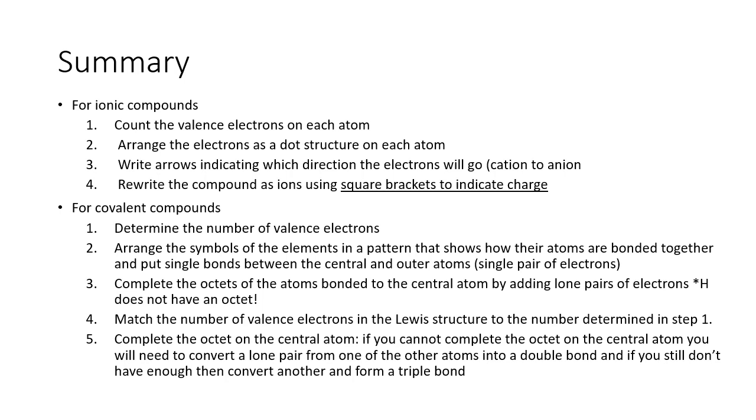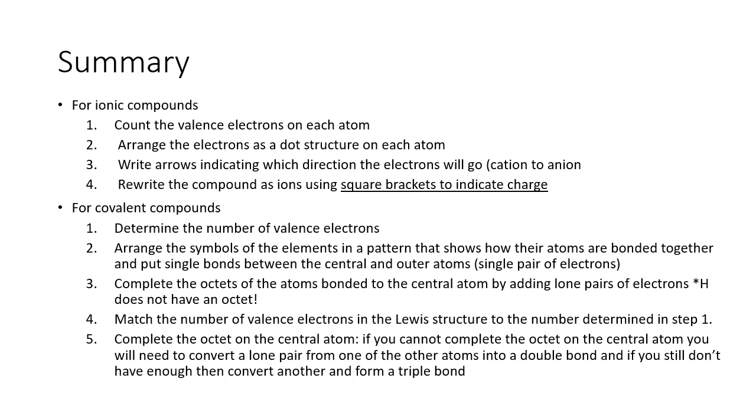For covalent compounds, determine the number of valence electrons, arrange the symbols of the elements in a pattern that shows how their atoms are bonded together. You put single bonds between the central and outer atoms. That'll be a single pair of electrons. You'll complete the octets of the atoms bonded to the central atom by adding lone pairs of electrons. But if you have hydrogen, it doesn't have an octet because you only have an s orbital. It can have 2.